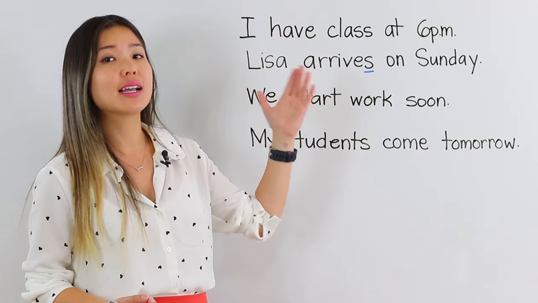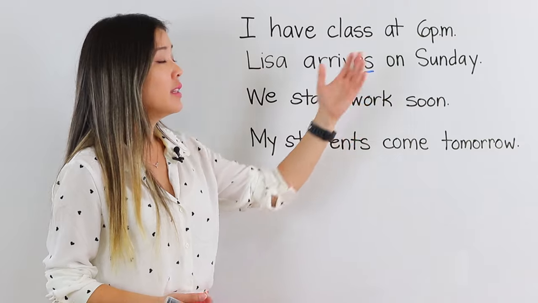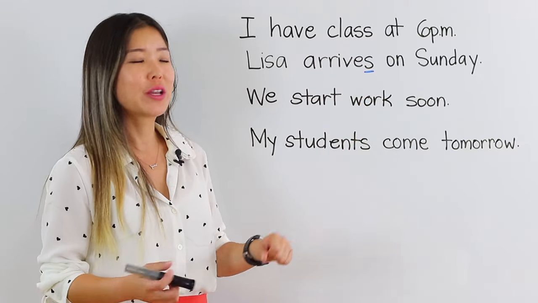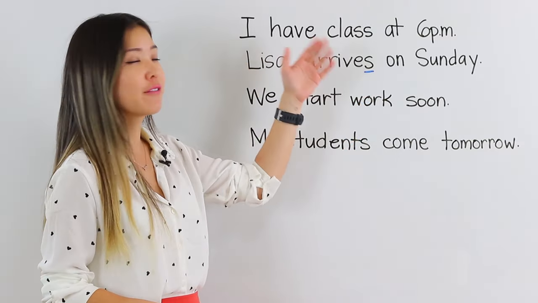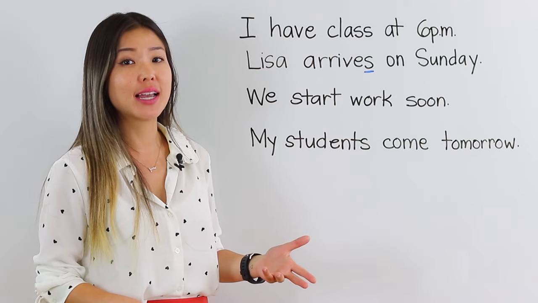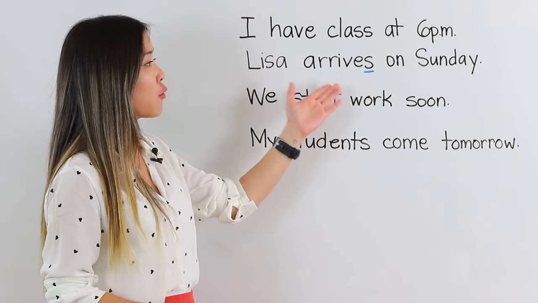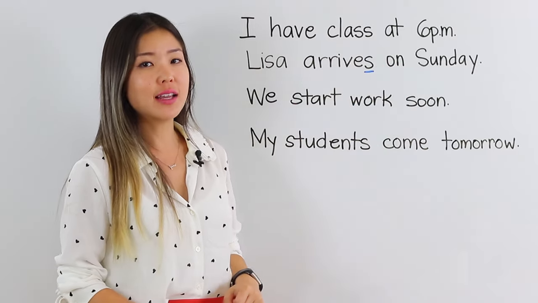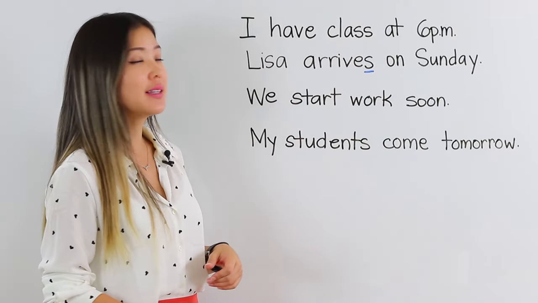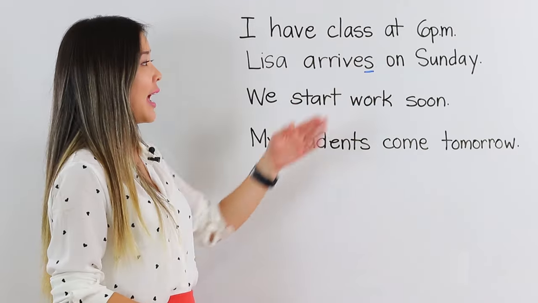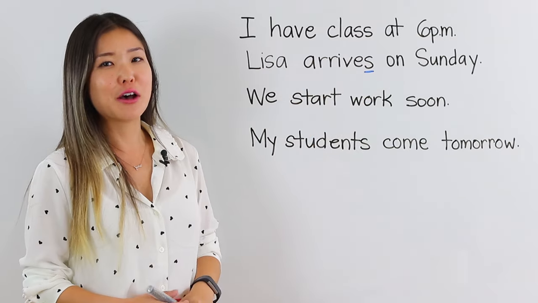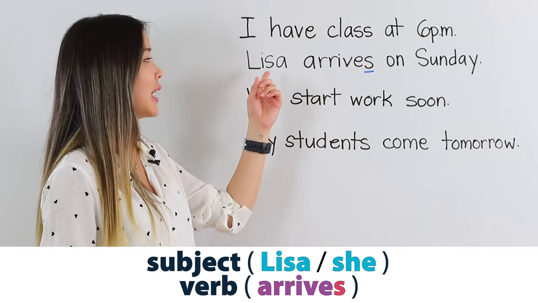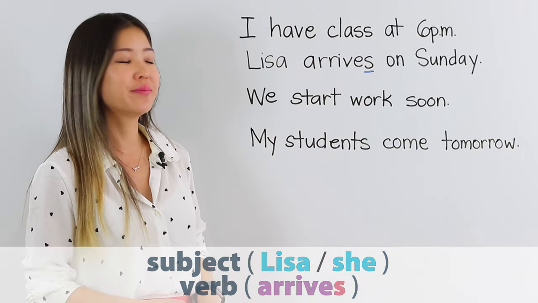I have class at 6 p.m. 6 p.m., that's pretty soon. So I can say, I have class, the present simple tense. Lisa arrives on Sunday. Again, the near future, Sunday. So I use the present simple tense. I added an S at the end of arrive because Lisa, the subject, is a she.